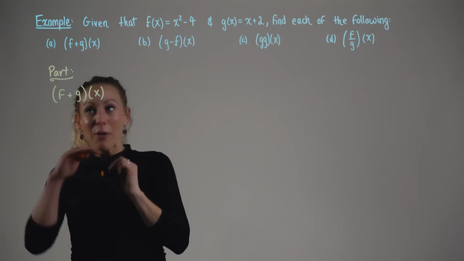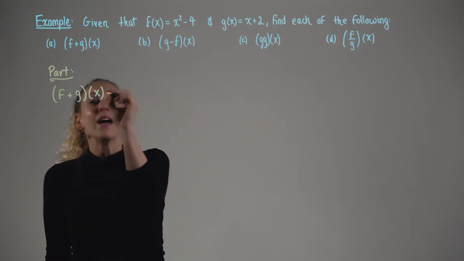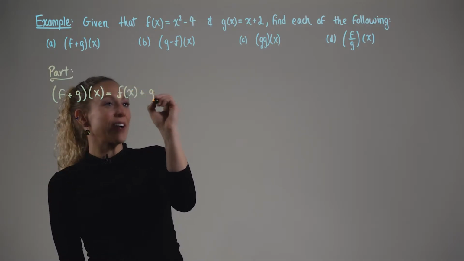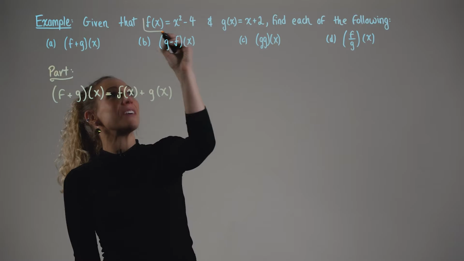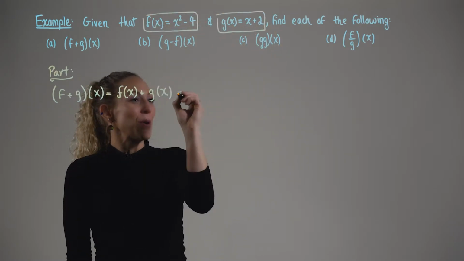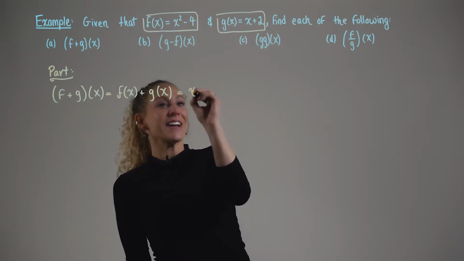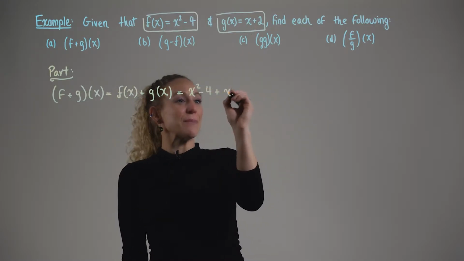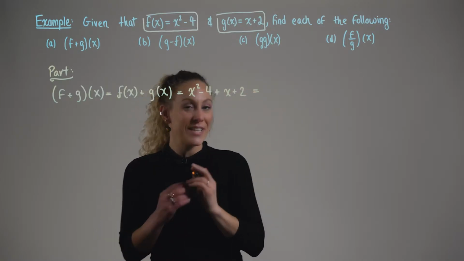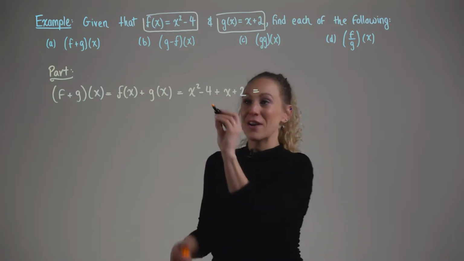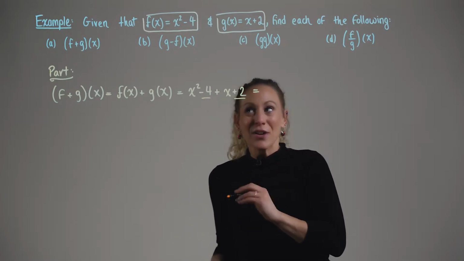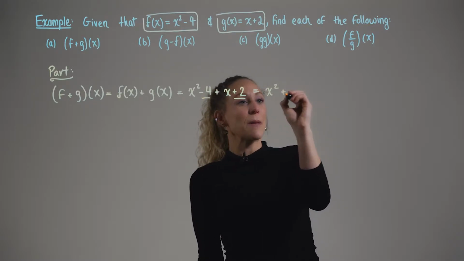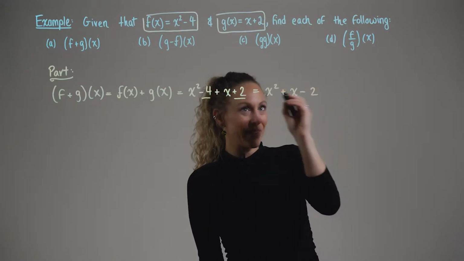we want to recall how we expand this sum out to take the sum of our 2 functions. So we have f of x plus g of x, and plugging in our given functions, we can rewrite this sum as x squared minus 4 plus g of x, which is x plus 2. Now notice here we have 2 like terms, our constants, -4 and 2. So to simplify, we combine them up, leaving us with the final answer of x squared plus x minus 2.